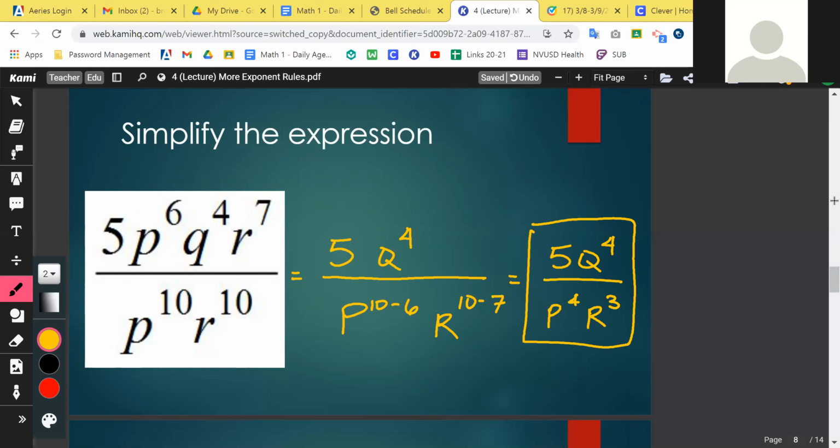Okay, so again, step number 1, divide regular numbers if you can. Step number 2, we're keeping the base and subtracting the exponent. You're always subtracting from the larger exponent. Where the larger exponent is, that dictates where the letter goes, either in the top or the bottom of the fraction.